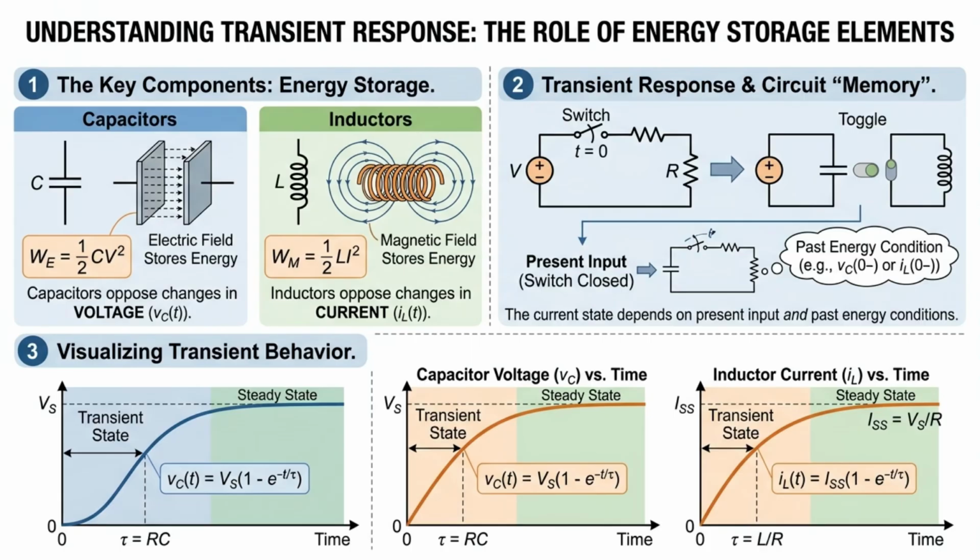The transient response of a circuit is primarily determined by capacitors and inductors, which store energy in electric and magnetic fields. These elements introduce memory into the system, meaning the current state depends not only on the present input, but also on past energy conditions.